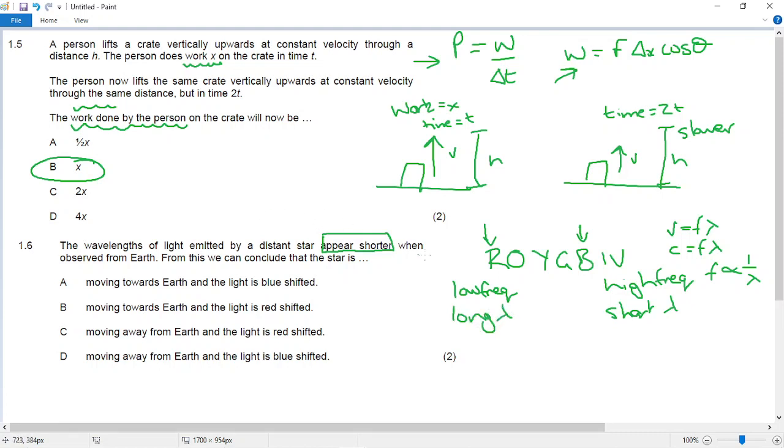So if the wavelengths of light are shorter, then you are going towards the blue end of the scale. So we only want the answers with the blue shifted light. And how do we increase frequency? We have to increase frequency when objects move closer together. So the answer is here, A, the object is moving towards the Earth, and the light is blue shifted.